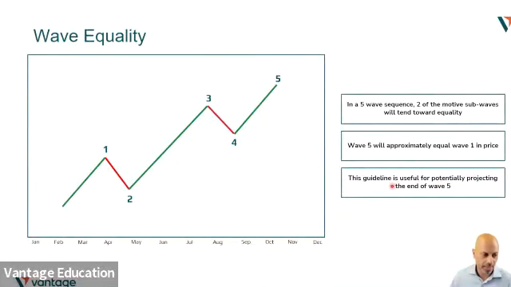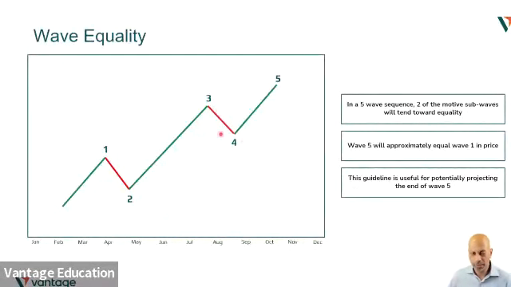So this is more of a guideline rather than a rule, right? Wave five will approximately equal wave one is more of a guideline rather than a rule. Okay, so do take note of that. And the other one is also a guideline, not a rule. It means that corrective waves two and four will typically be of equal length. So if wave two has pulled back, say 30 pips, then it's quite likely when corrective wave four begins, it will also drop 30 pips as well.